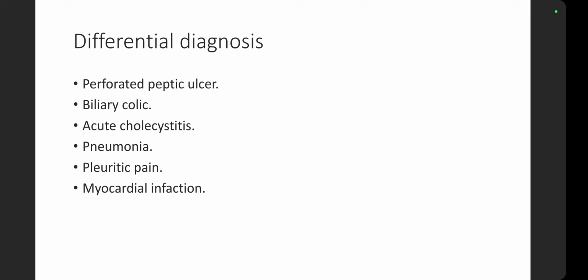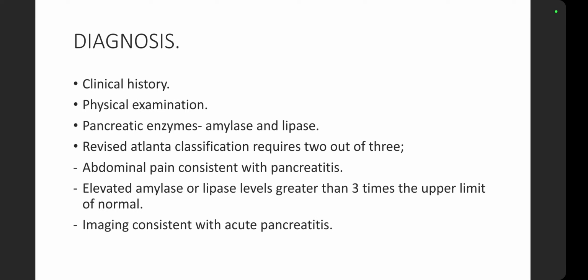Differential diagnosis, we have got, because remember this is the upper left quadrant. Remember the organs that are there, I find the stomach. So you suspect perforated peptic ulcer. You suspect again biliary colic, acute cholecystitis, and also pneumonia, pleuritic pain, myocardial infarction.